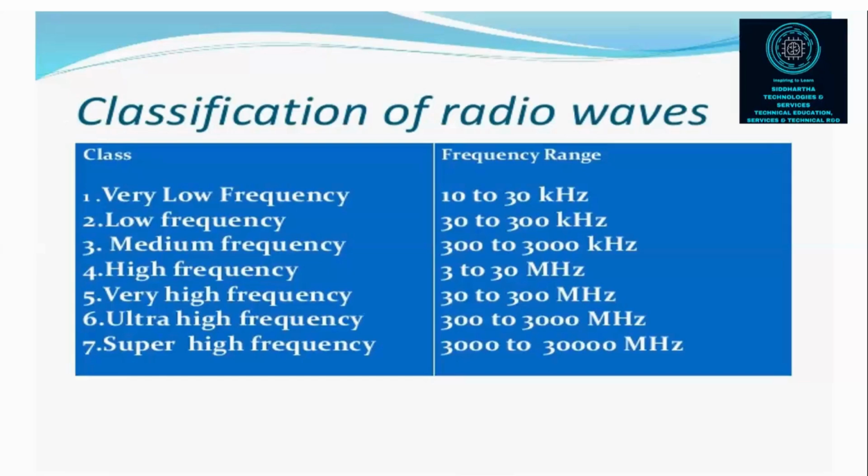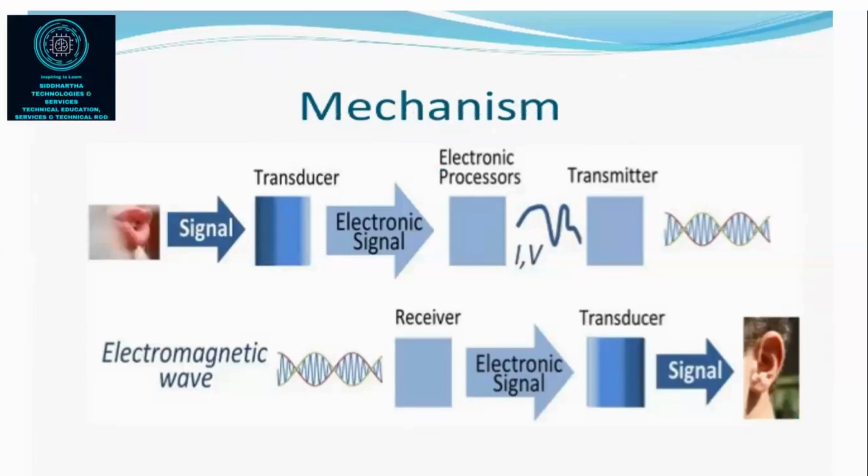Okay. What do you know? On what frequency does our mobile phone work? Our mobile phone works with 900 megahertz. That means we are in the ultra high frequency range. Okay. Now we'll go to the next slide.